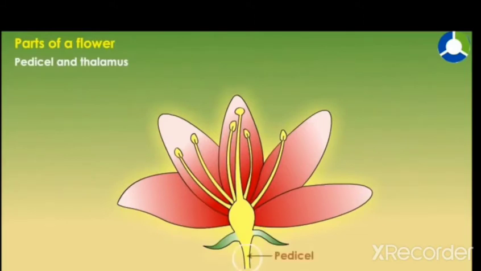pedicel. The flower is borne on a stalk. This part is known as pedicel. The uppermost end of the pedicel is swollen, and this swollen part of a pedicel is known as thalamus. It bears all the four whorls of a flower. So this thalamus part is a very important part.